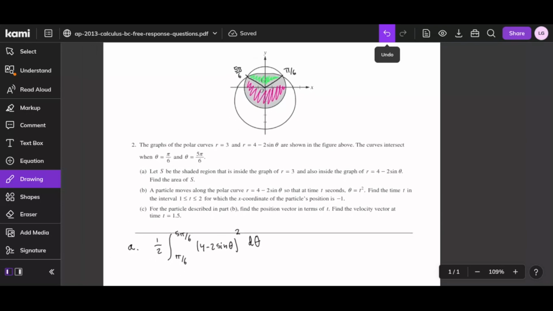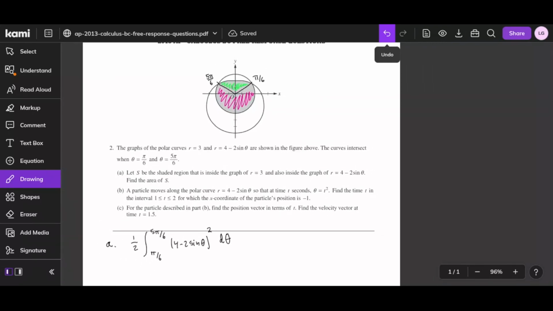You could also go from the first intercept to the midway point, as this graph is symmetrical, which would be pi over 2. In that case, you would do 2 times 1/2 from pi over 6 to pi over 2, as we're doubling the area from pi over 6 to pi over 2. Both of these will result in the same answer.